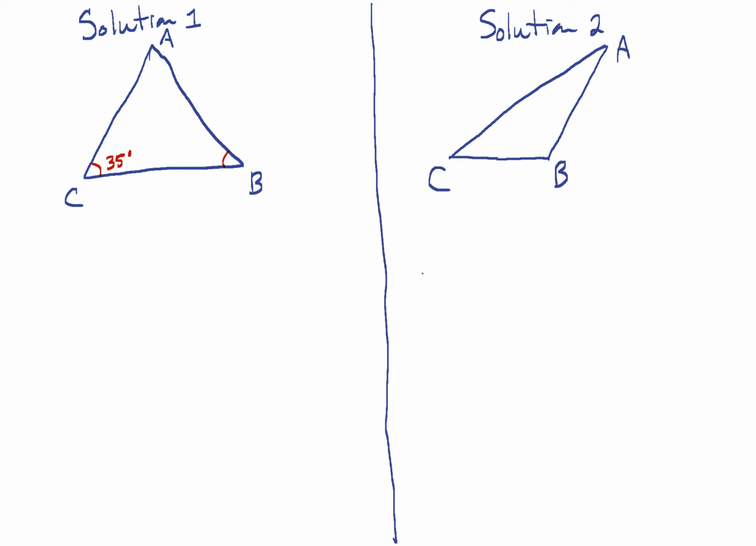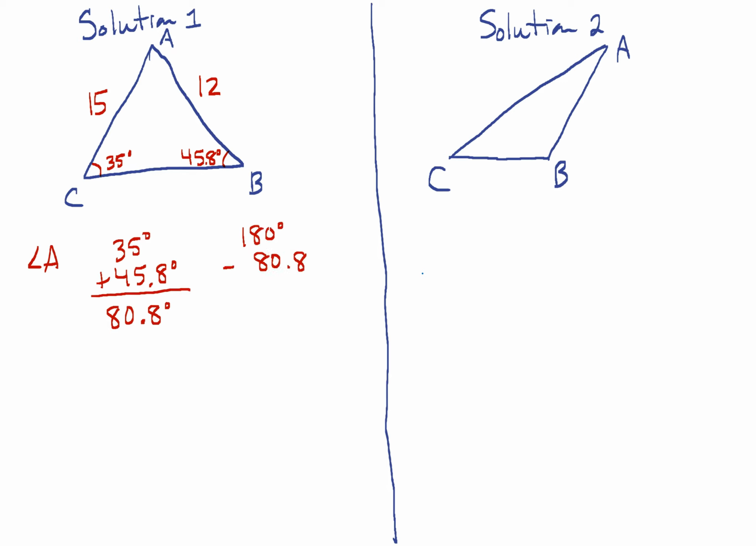C is 35, B is 45.8. 15 is there, and a 12. So I'm going to solve this one using the law of sines. The angle that I don't know is angle A, and that's easy to get since I know the other two angles within the interior of the triangle. All I got to do is add them up, subtract them from 180, and we get an answer of 99.2 degrees. We're good. Done. Well, almost done.